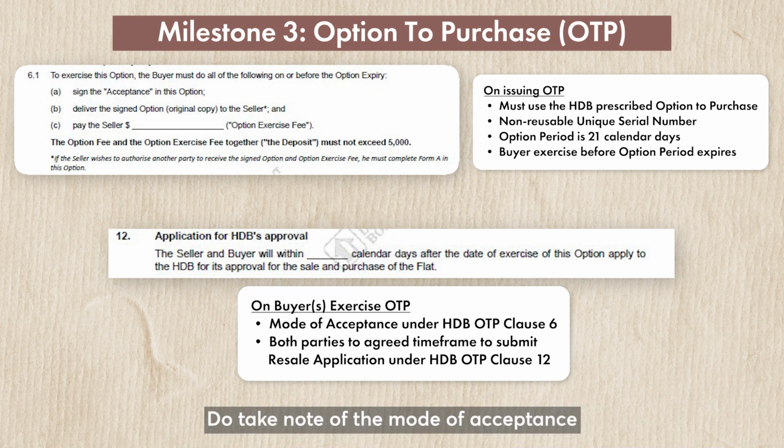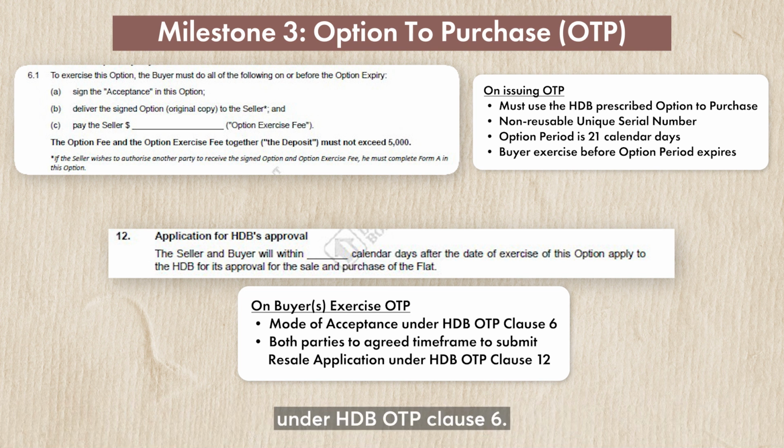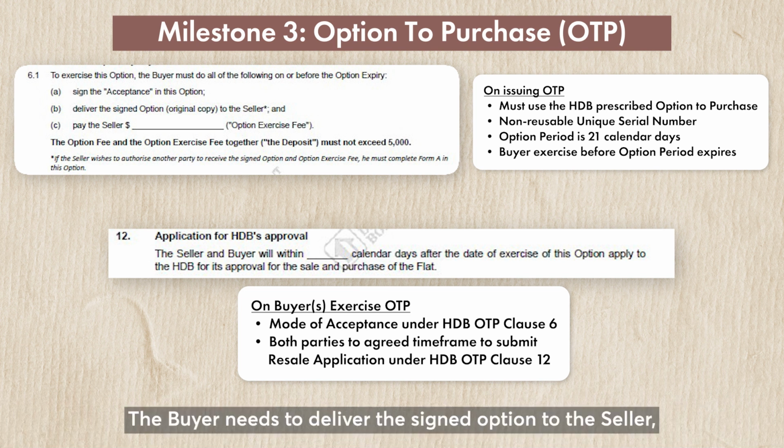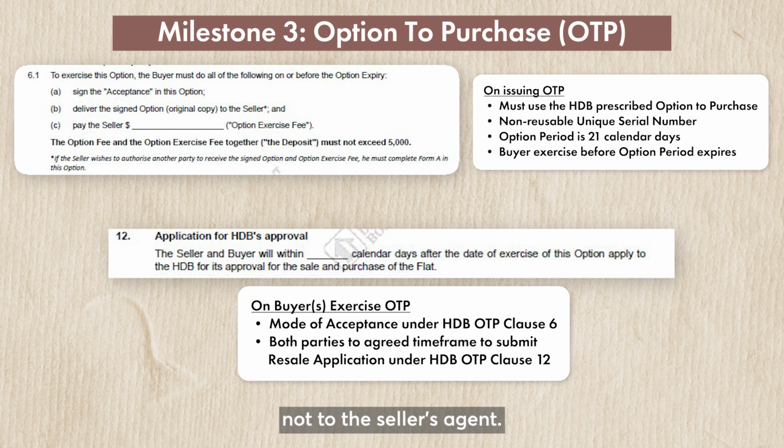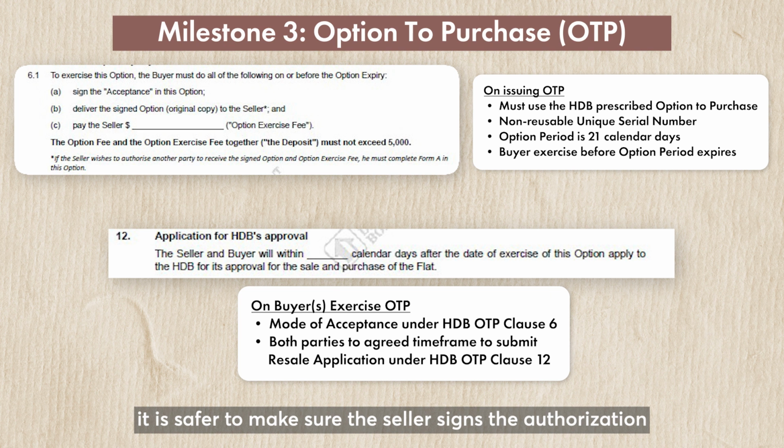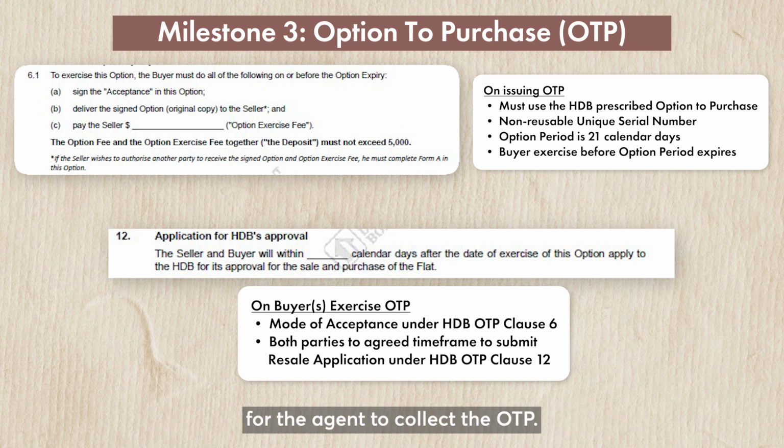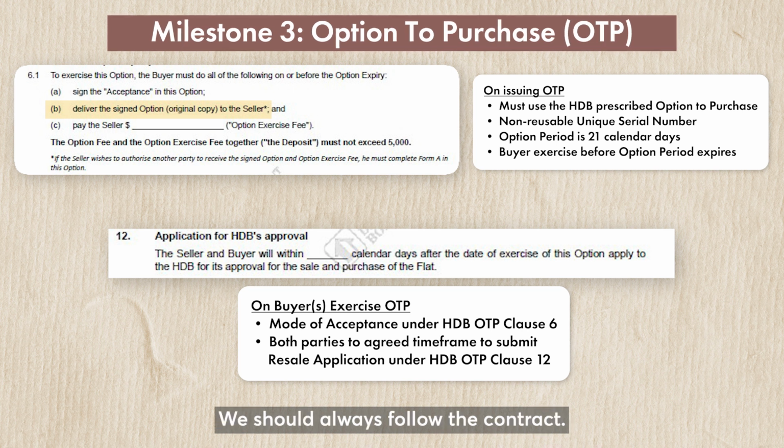Do take note that the mode of acceptance under HDB OTP Clause 6, the buyer needs to deliver the assigned option to the seller, not to the seller's agent. If you want to deliver the option to the agent, it is safer to make sure that the seller signs the authorization for the agent to collect the OTP. If not, the seller might be able to say that the buyer did not exercise as per the contract and keep the option fee and abort the sale. Many people think that the buyer will keep the OTP after exercising, but this is not the proper way. We should always follow the contract.